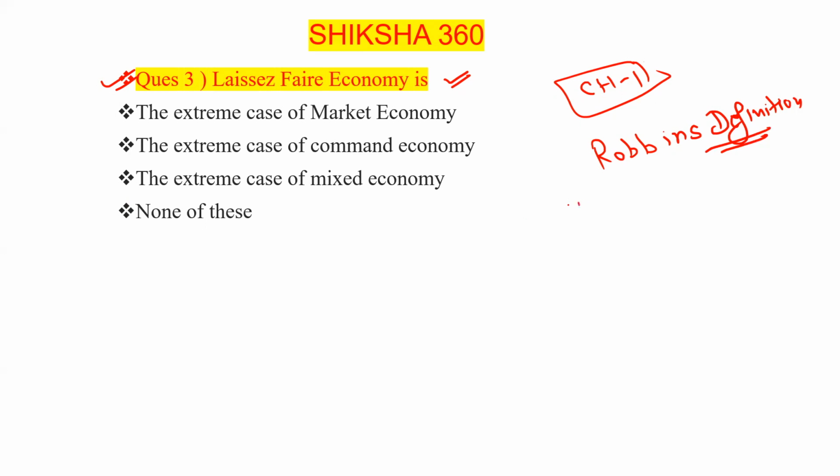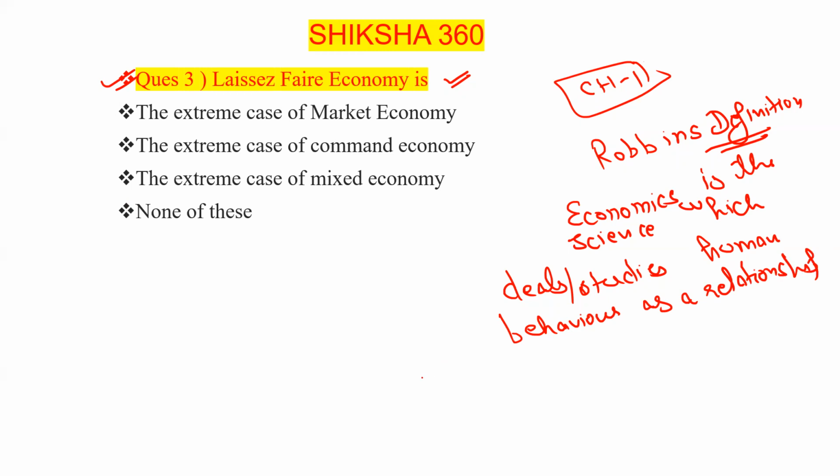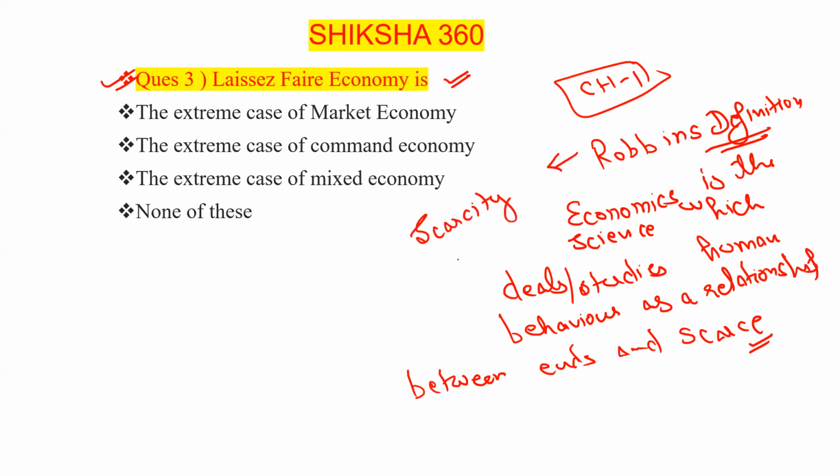According to the Robbins definition, economics is a science which deals with or studies human behavior as a relationship between ends and scarce means, which have alternative uses. So you just have to remember that the Robbins definition is related to the scarcity definition. This point they have asked.